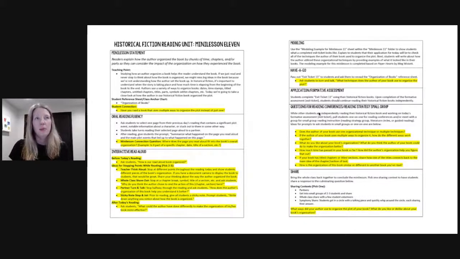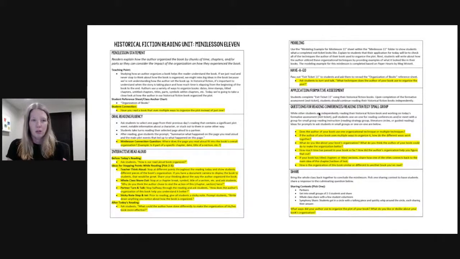So today, the mini lesson that I'm using to model this for you is: readers explain how the author organized the book by chunks of time, chapters, and/or parts so they can consider the impact of the organization on how they experience the book.